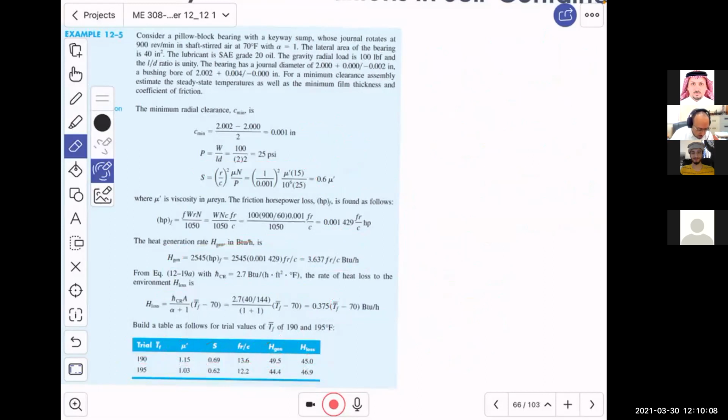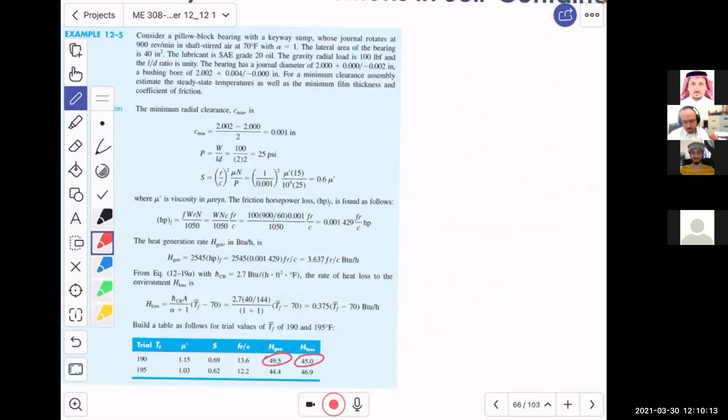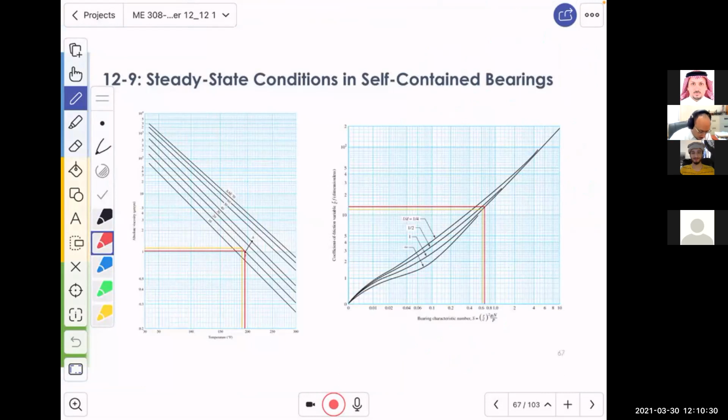So let me just ease it up. After one trial, we got 45 and 49.5. The second trial, we got 44.4 and 46.9. Not too bad. So what did we do? The solution went on trying again and again. And then it turns out, of course, I am adding here two curves, one for the mu prime, which is the viscosity, and the other one for RF over C, lines for the two trials.